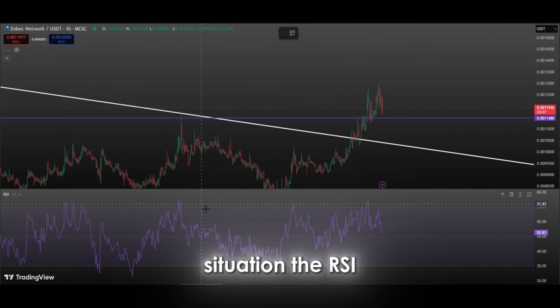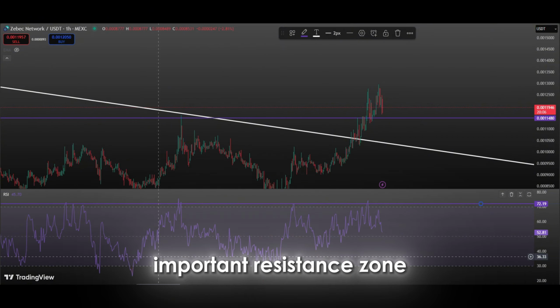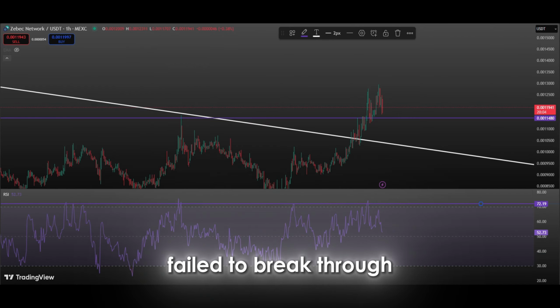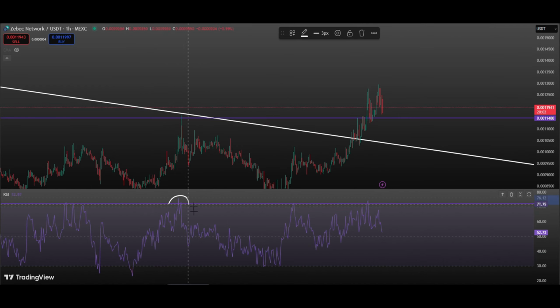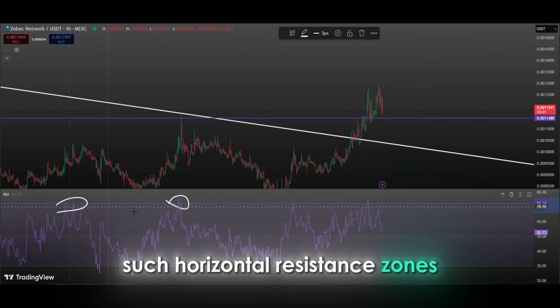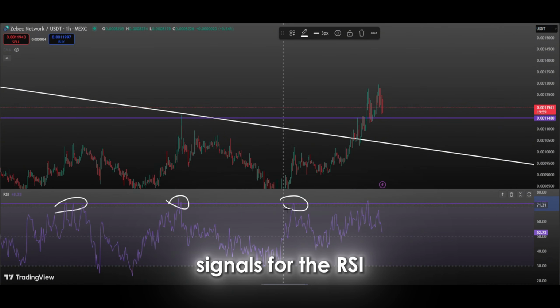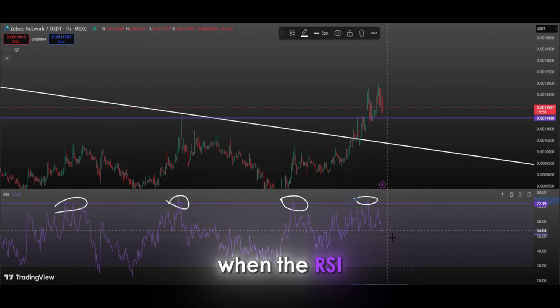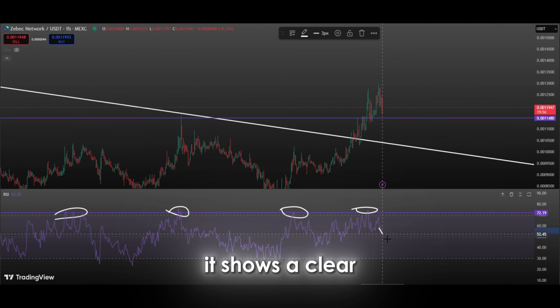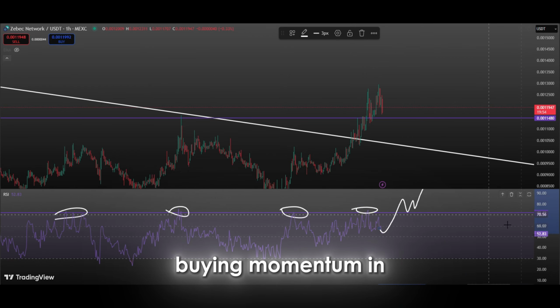In the current situation, the RSI is stuck just below an important resistance zone that it has failed to break through many times in past moves. Such horizontal resistance zones generate very critical signals for the RSI, because when the RSI breaks such resistance to the upside, it shows a clear strengthening of the buying momentum in the market.